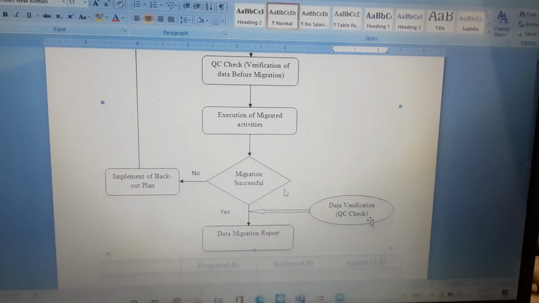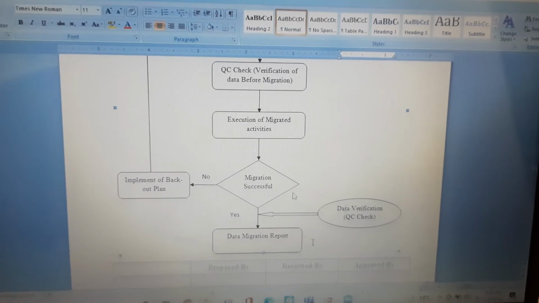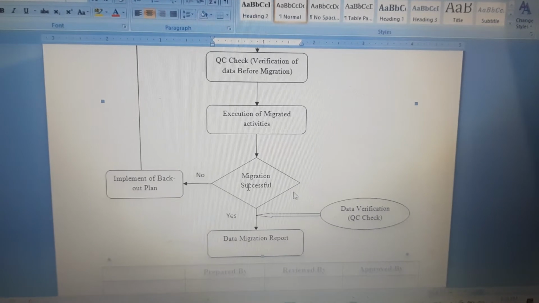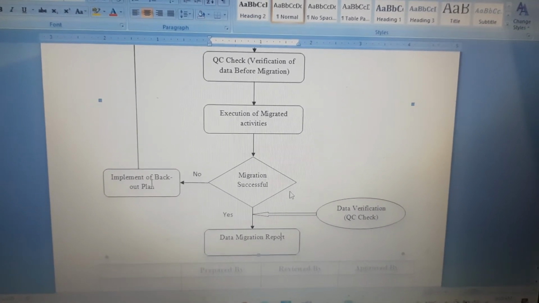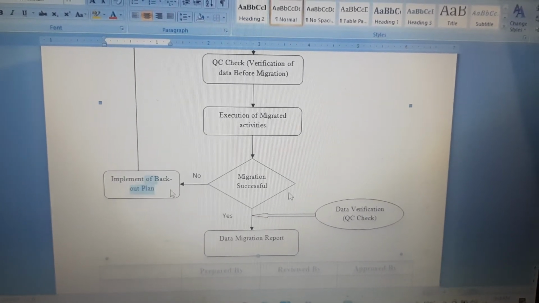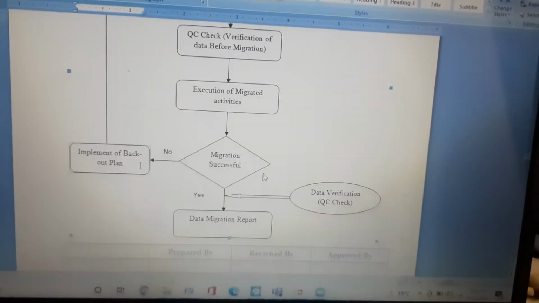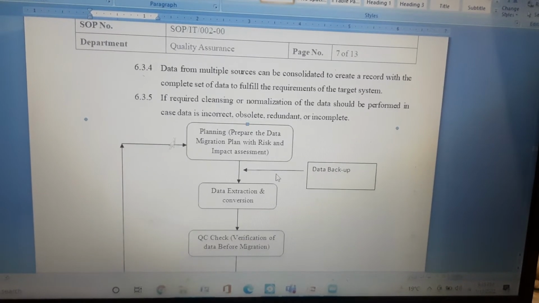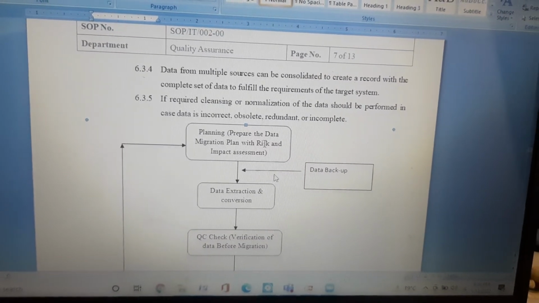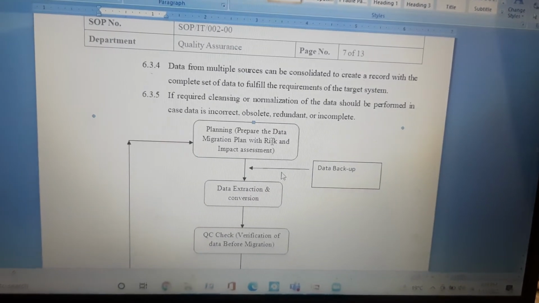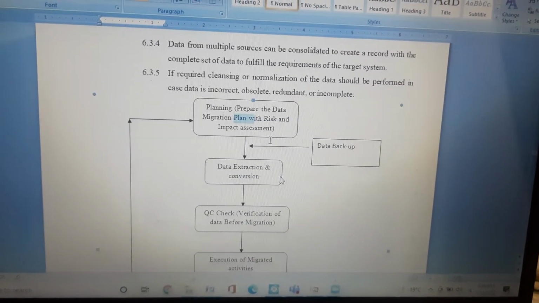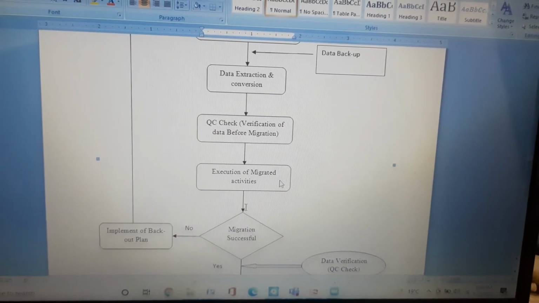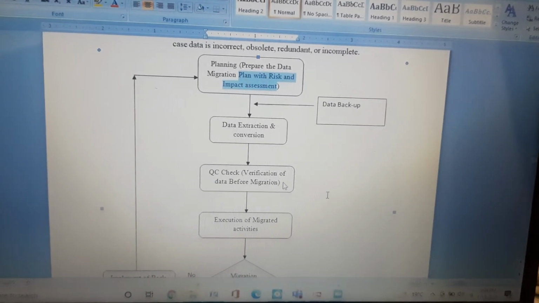you can prepare the data migration report, where you can summarize all the data migration activities. If the migration is not successful, then you can implement a rollback plan. In the sense, come back to the original conditions, the whole data will be returned to the original systems only. And again, go with the risk identification: what are the reasons for the failure of the data migration. Based on that, you can update your data migration plan and re-execute the same activities again. So this is the overall scenario of the data migration activities. This is the flow actually.